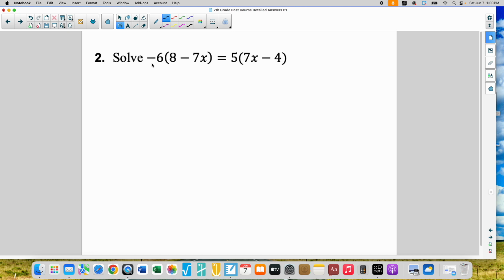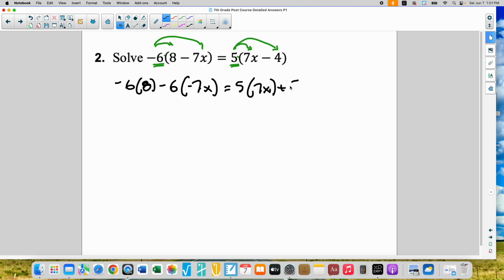Now we have multiple steps. This is called multi-steps. Our variables are on both sides of the equation. So we again will choose to simplify by distributing each of these values out. That's -6 times 8 minus 6 times -7x. -6 is being distributed to each of the terms, 8 and -7x, and that's going to equal 5 times 7x plus 5 times -4. Make sure that negative stays with the 4. We are distributing out a positive 5.